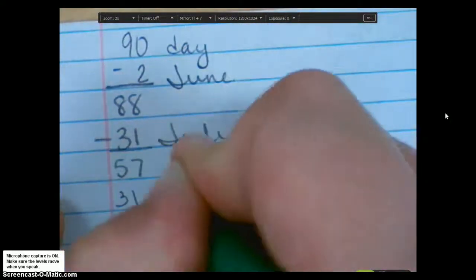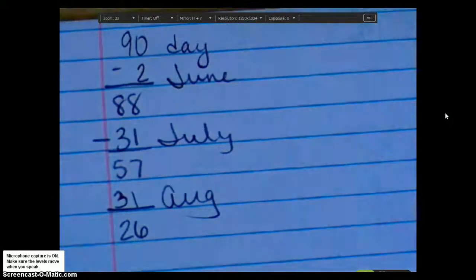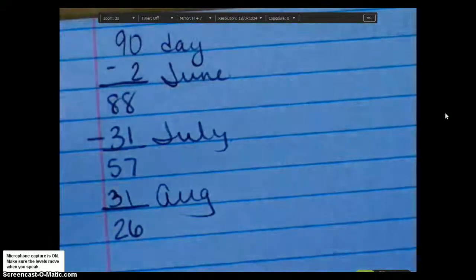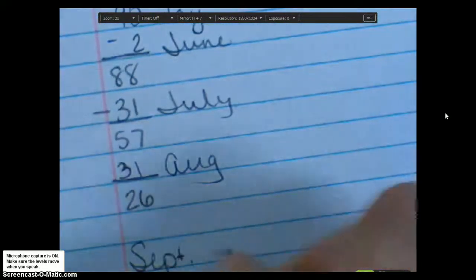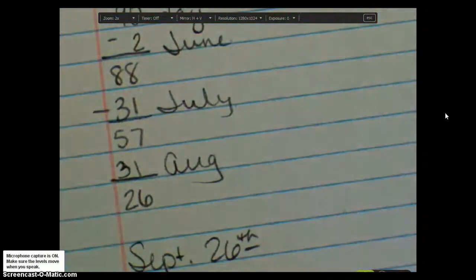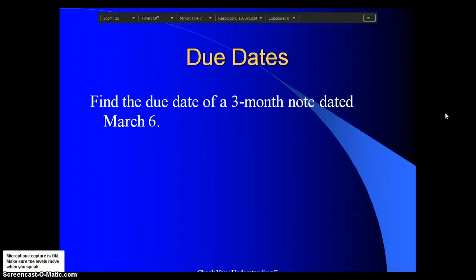August, we know, has 31. Sorry, very sloppy 3. Once you subtract that, 26 days are left. So we know by default then, June, July, August, September comes up next. Our due date, September 26th. That's all there is to it. Pretty easy stuff. You may have one with a month, so March, April, May, June. June 6th is going to be our due date here. Make sure you check out the examples on page 147 if you need some more.